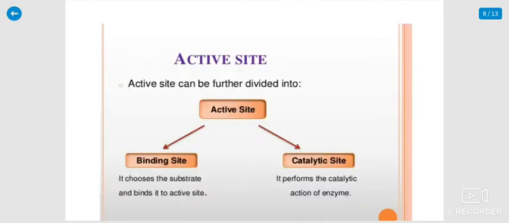Okay. Next, active site. What is meant by active sites? Actually, the active sites can be divided into two. Number one is binding site. Another one is catalytic site. The binding site chooses the substrate and binds it to the active site. The catalytic site performs the catalytic action of enzymes. This is the binding site. Another one is catalytic site. These are the active sites of the enzymes.